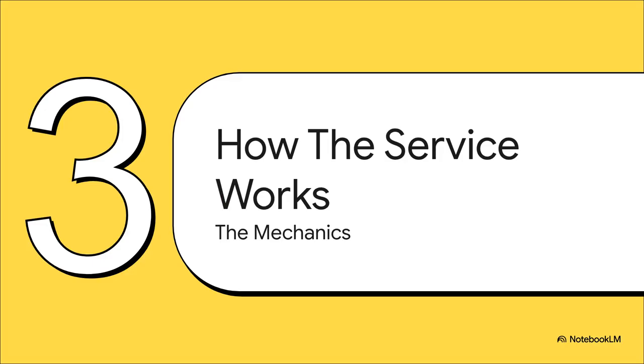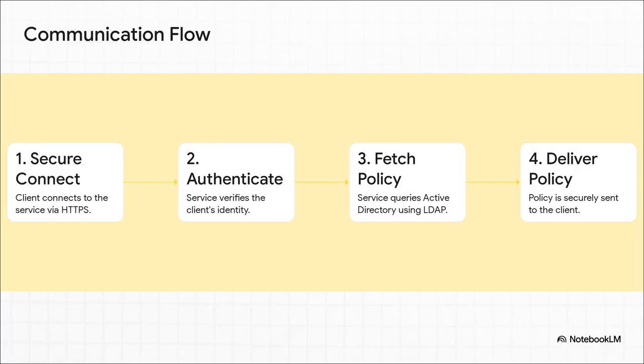Okay, so we get what it does. But how does this courier service actually work? What are the mechanics behind the scenes? Let's break that down. The whole process is actually pretty elegant and, most importantly, secure. First up, the client device connects to the service using an encrypted HTTPS connection. Simple enough. Then, step 2, the service has to authenticate the client to make absolutely sure it is who it says it is. Third, once it's verified, the service turns around and queries Active Directory using LDAP, that's the standard protocol for this stuff, to find the right policy. And finally, it securely delivers that policy right back to the client.